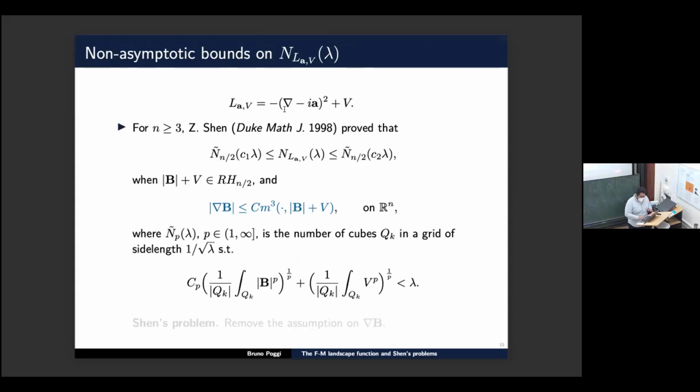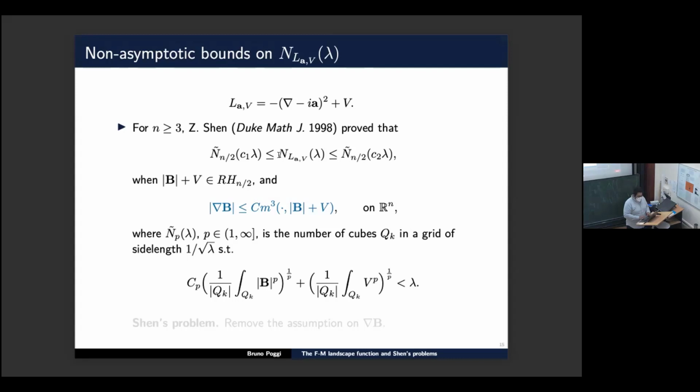So here I just want to say what the known results are. In 3 dimensions, Shen proved these non-asymptotic bounds on the eigenvalue counting function. Here, basically, this is the eigenvalue counting function, and N tilde is just a counting function that counts the number of cubes of the correct side length such that this energy will be small compared to the energy. Okay.